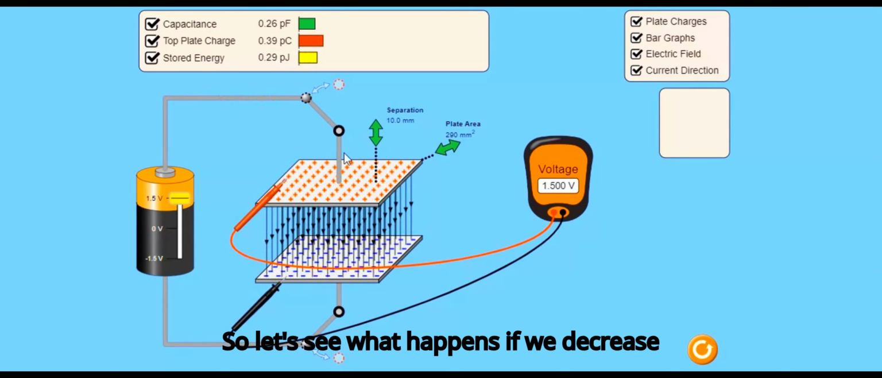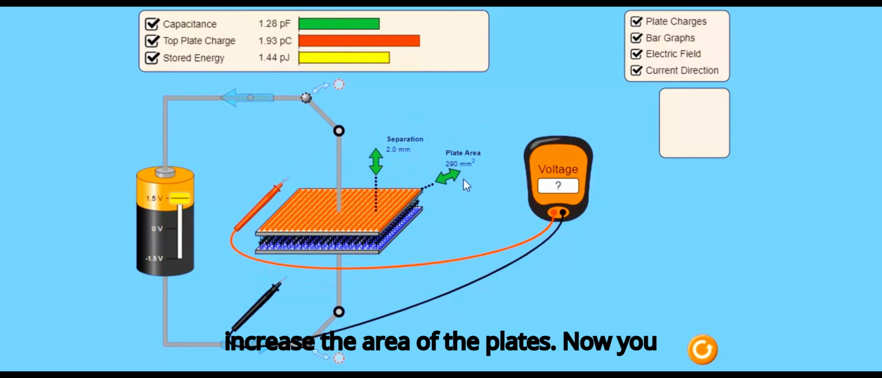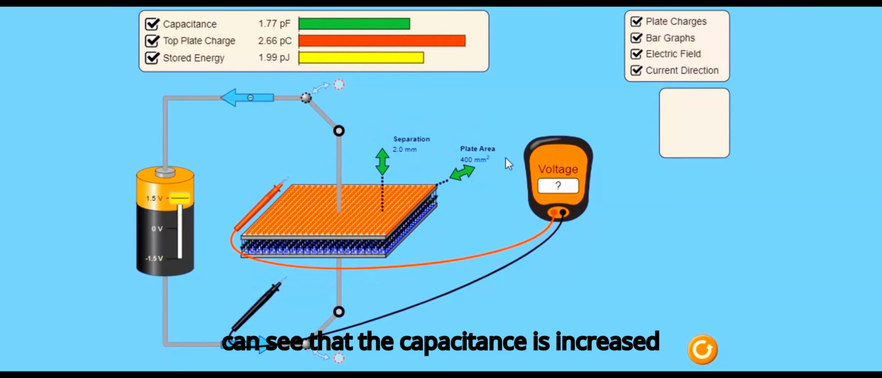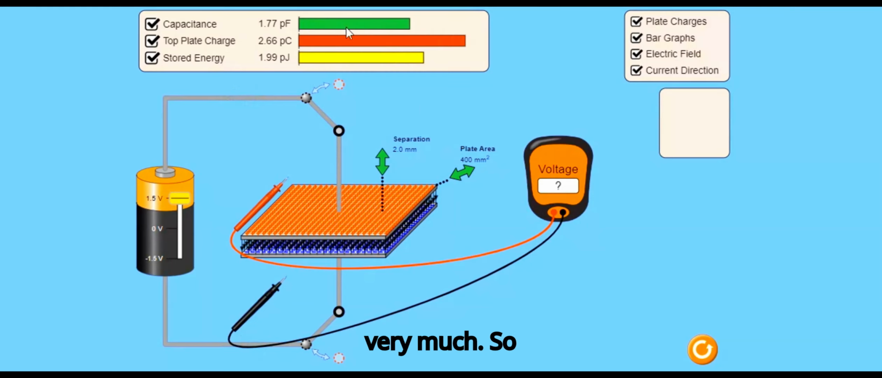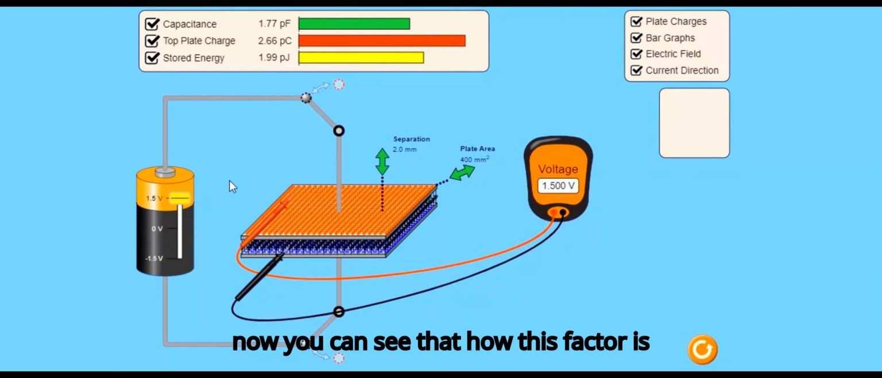So let's see what happens if we decrease the distance between the plates and also increase the area of the plates. Now you can see that the capacitance is increased very much. So now you can see how these factors are affecting the capacitance of the capacitor.